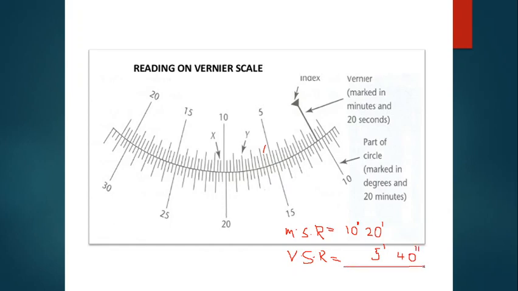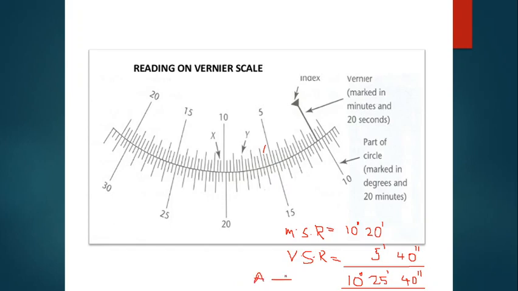Now you can add these two: 10 degrees as it is, and 20 plus 5, finally we have 25 minutes and 40 seconds. So this is the total reading: 10 degrees 25 minutes and 40 seconds. This corresponds to vernier A only.